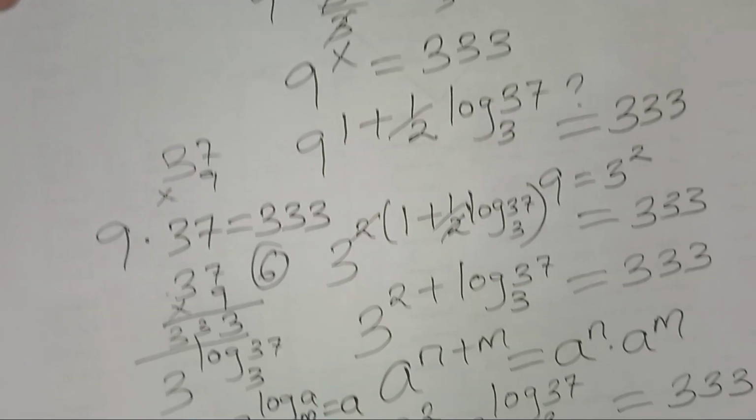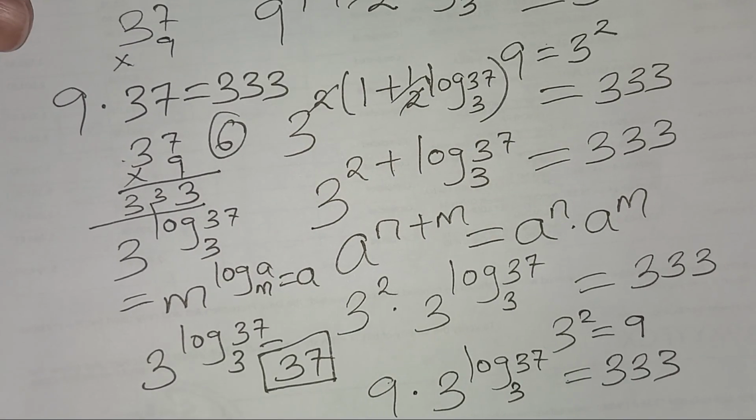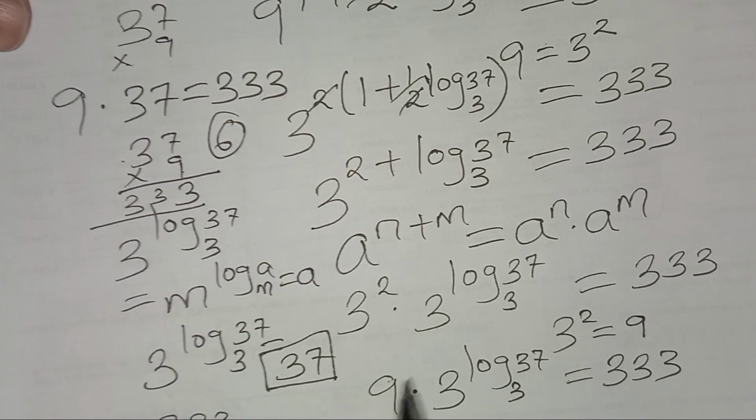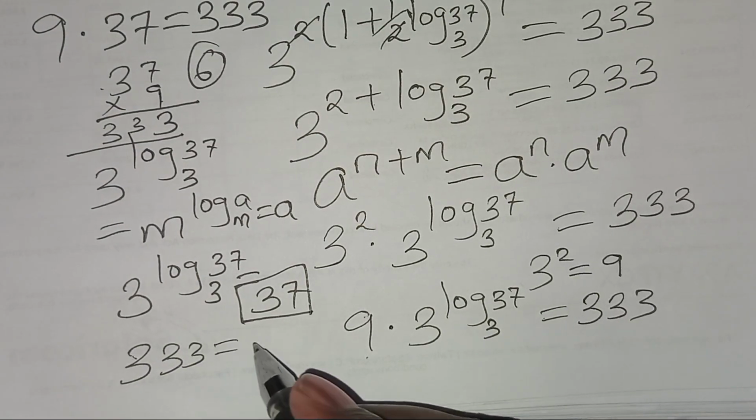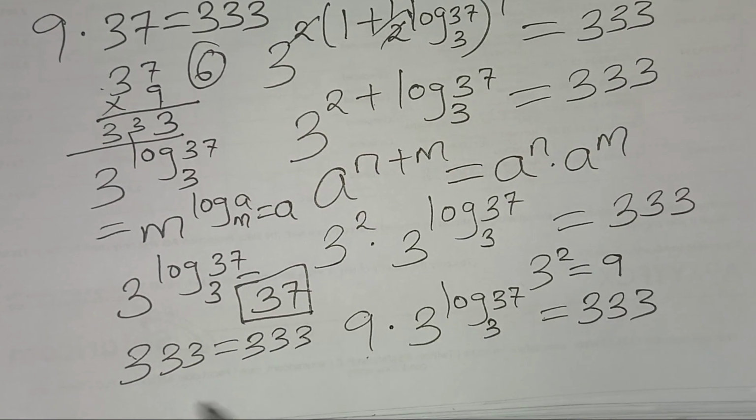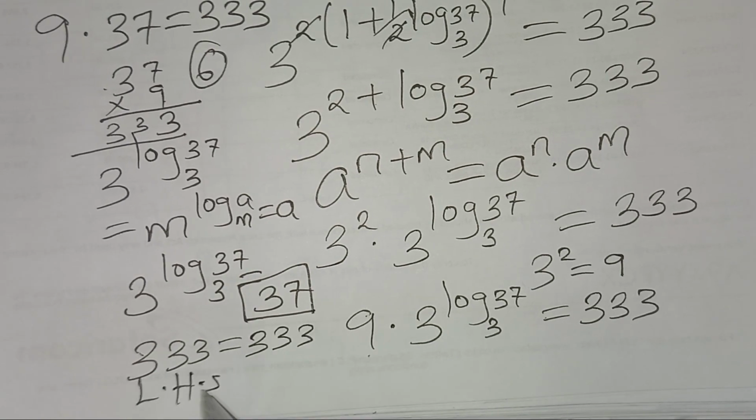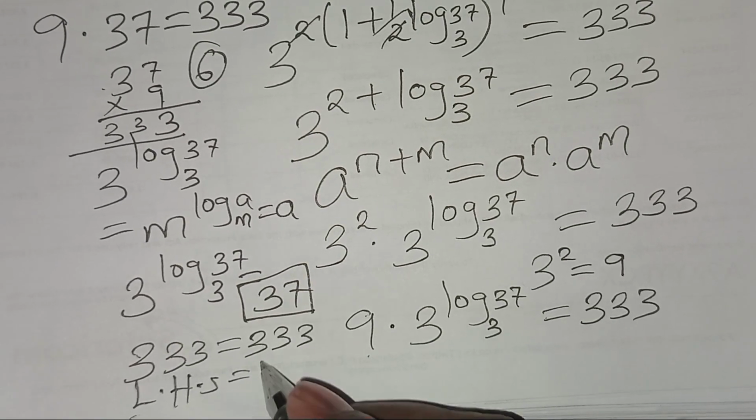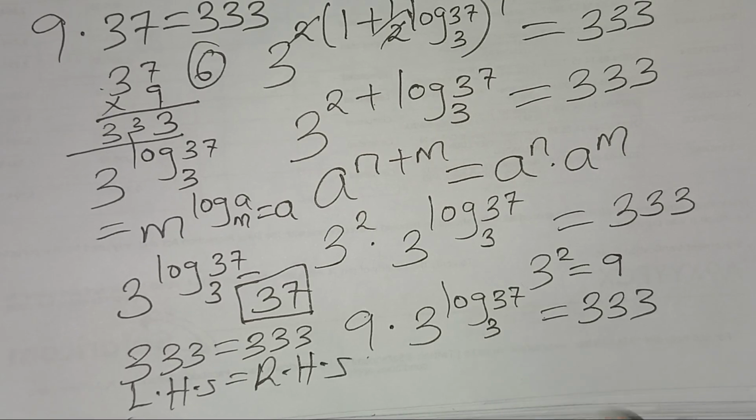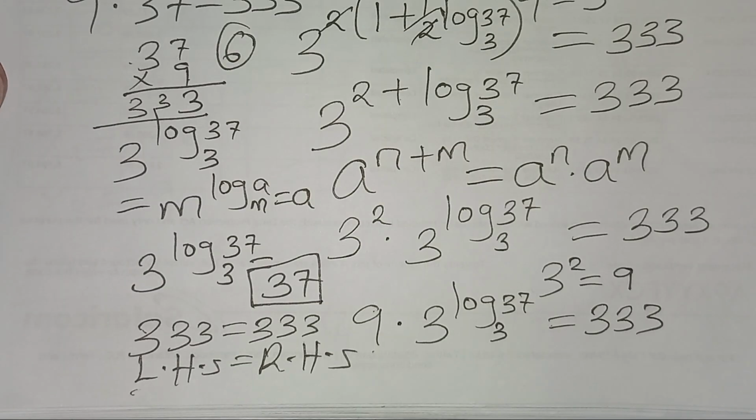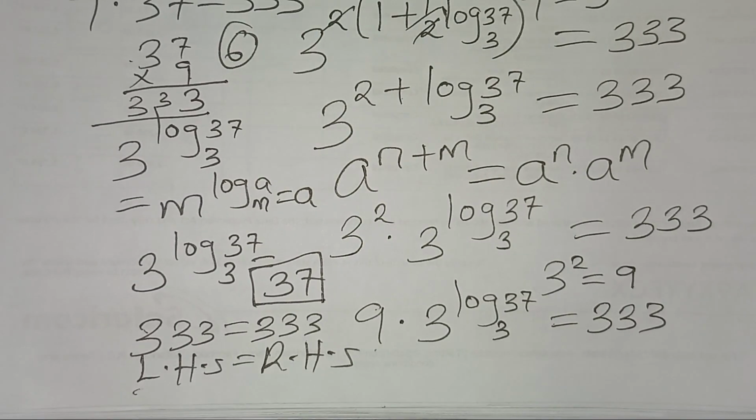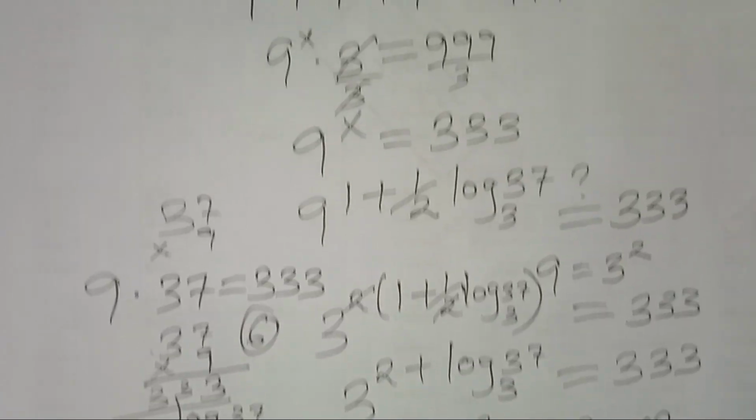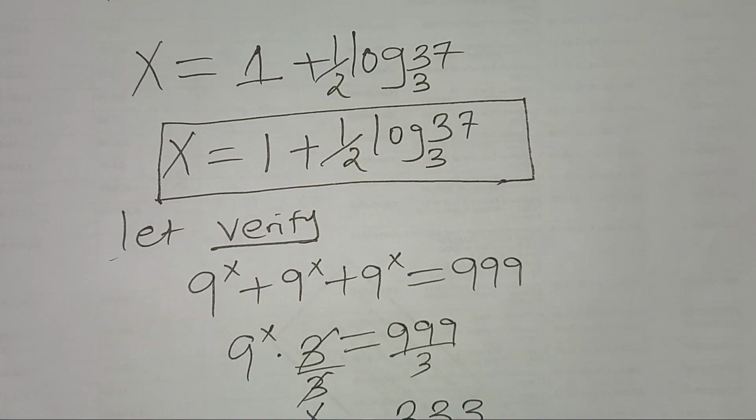And that means that on the left-hand side we have 333, as well as on the right-hand side we have 333. So the left-hand side is equal to the right-hand side. And that shows, and affirms, that the value of x, which is 1 plus a half log 37 to base 3, actually satisfies the equation.